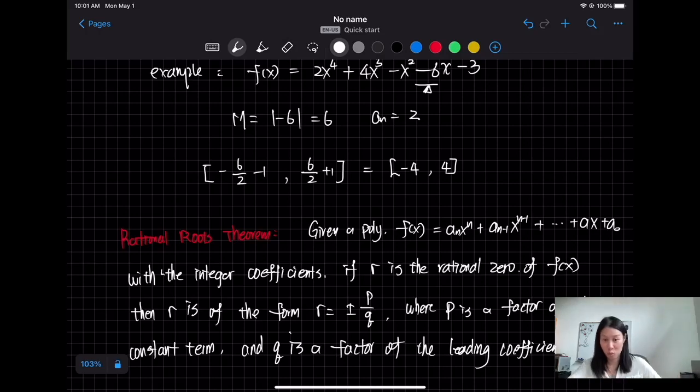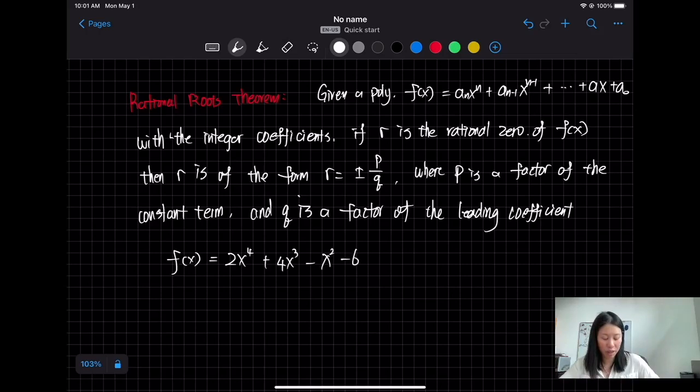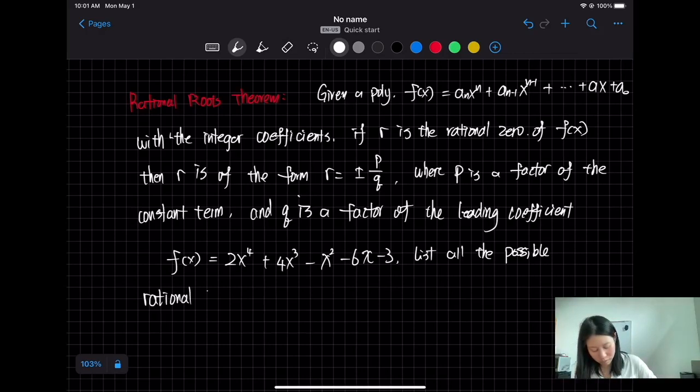All right, so what does that mean? Let me give you an example. For example, I have the polynomial 2x^4 plus 4x^3 minus x^2 minus 6x minus 3. And now I want you to list all the possible rational zeros of f(x).